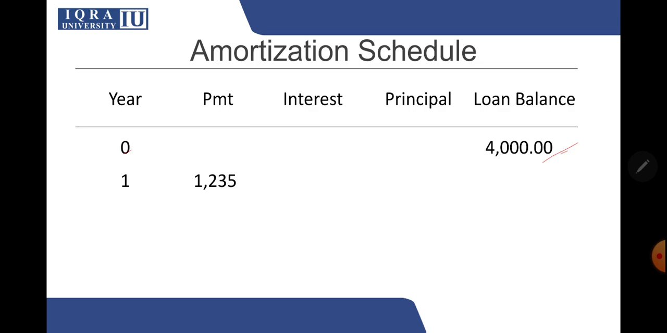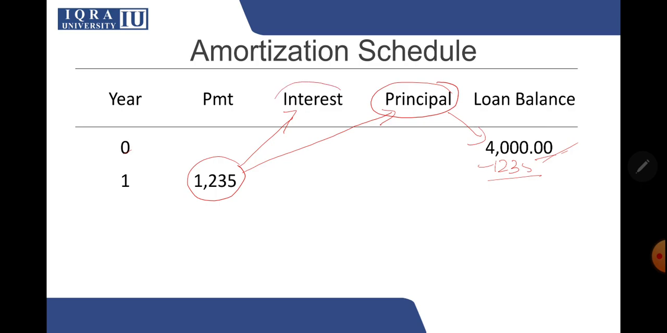Now what you cannot do is reduce this 4,000 directly by this 1235, saying that with this I have paid 1235 of the loan and therefore my remaining balance is this much. You can't do it this way because this PMT has a component of interest in it, and it also has a component of principal. Remember, interest is not going to reduce your loan balance. Only the principal amount is going to reduce your loan balance. So this is the amount of loan that you are repaying, and interest is the extra amount that you are paying. It is the expense of taking on the loan.